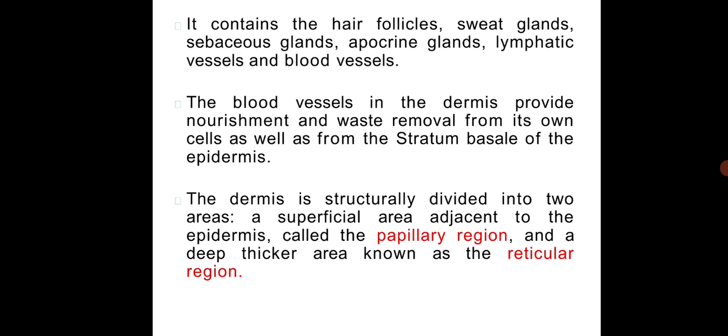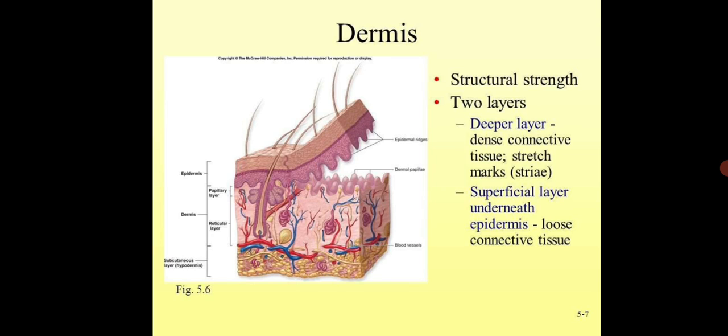Lymphatic vessels are available to drain out the excess fluid which may be present in the surrounding skin tissues. The blood vessels in the dermis provide nourishment and waste removal for its own cells as well as for the stratum basale of the epidermis. It is structurally divided into two areas: a superficial area just adjacent to the epidermis, called the papillary region, and a deeper, thicker area known as the reticular region. The same we will see here in the diagram.